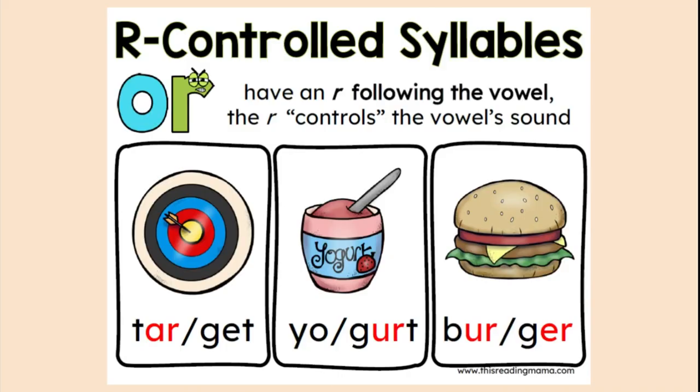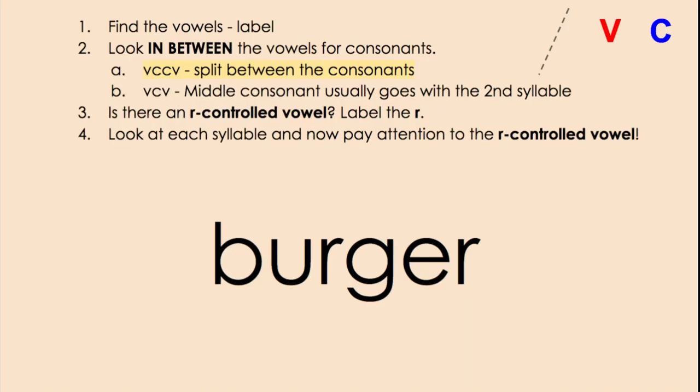Now, an R-controlled syllable has an R following the vowel. The R controls the vowel sound. And today we are going to be working on words that have ER at the end. So here is our first word.